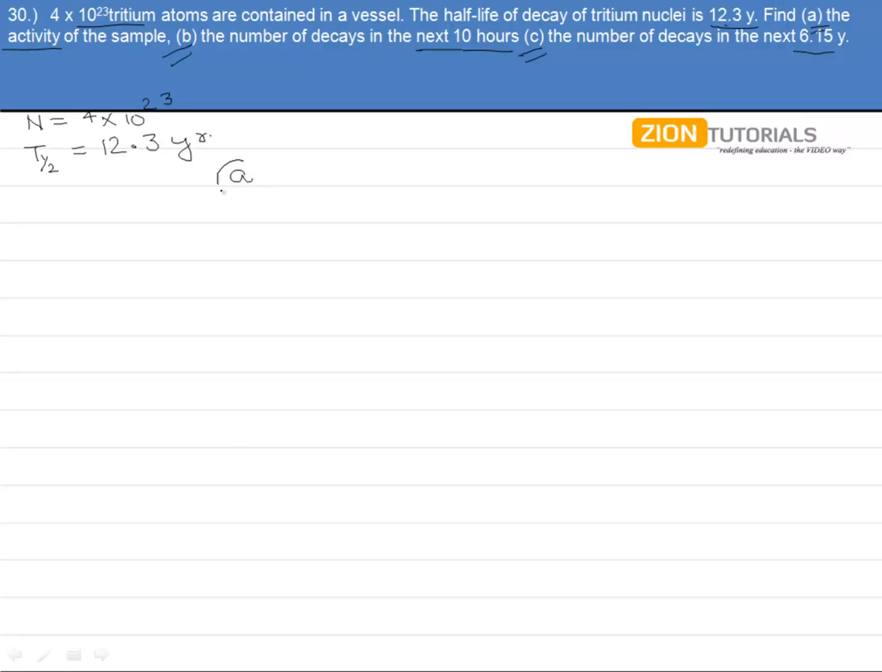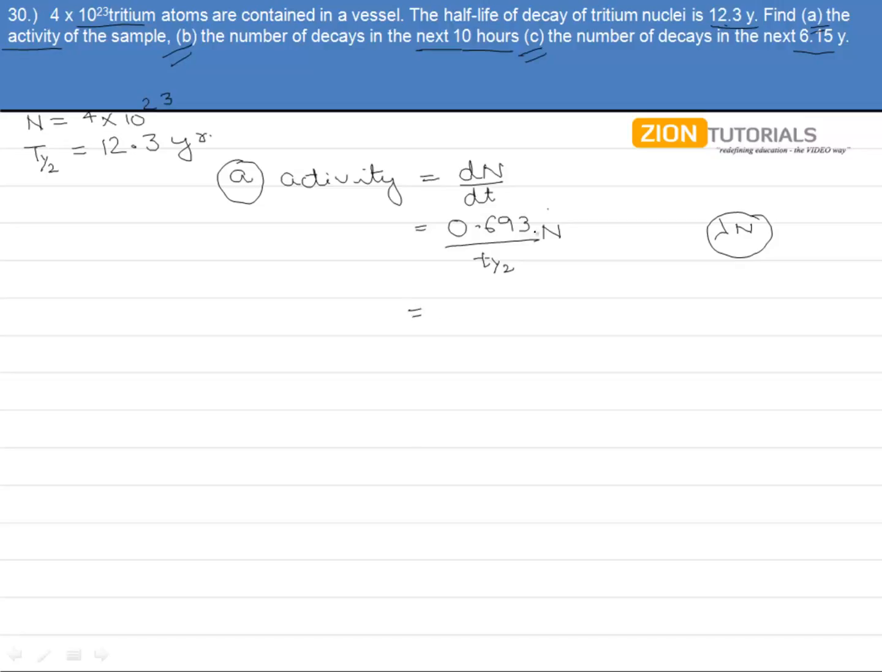So from here we can find out the activity, which we know by definition is dN by dt and is also equal to 0.693 by t half. This is actually ln2 into capital N. Why? Because it is lambda N actually, and lambda is ln2 by t half, and so that multiplied by N. So this is the formula for that.